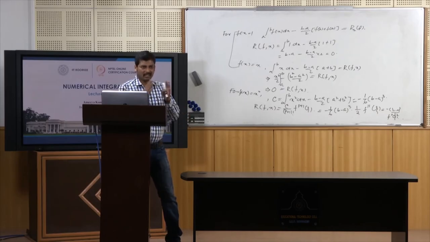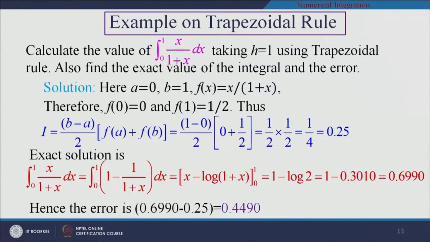If the section is very small, then we will have a good result. So, now let us go for an example of the trapezoidal rule. Suppose the question is: find the value of the integral from 0 to 1 of x by 1 plus x dx. We have considered a simple example here, taking h equals 1 and using the trapezoidal rule, and I will discuss how we can implement this formula.